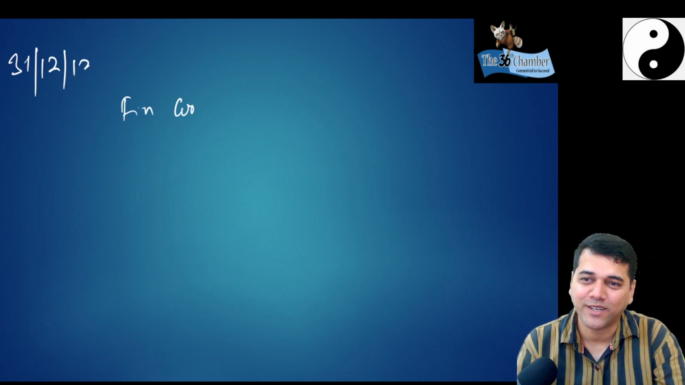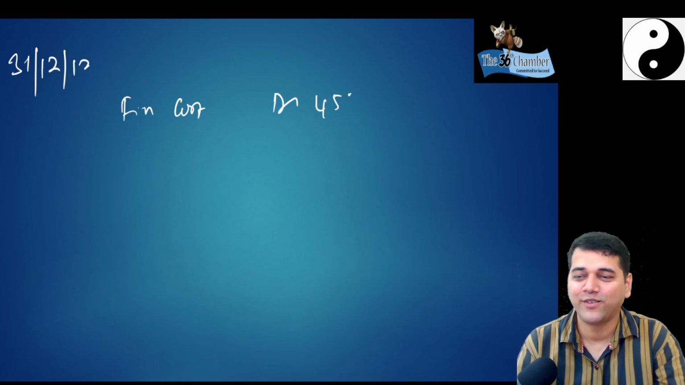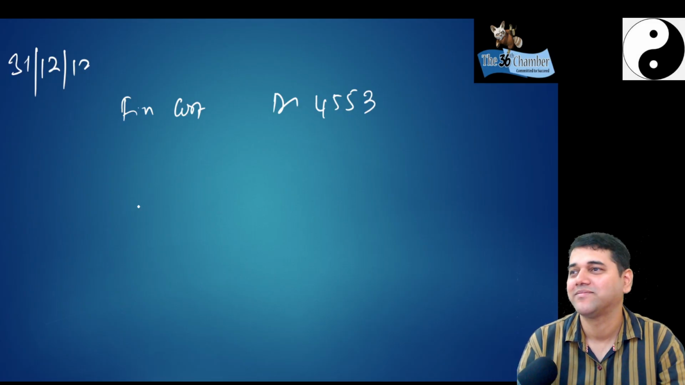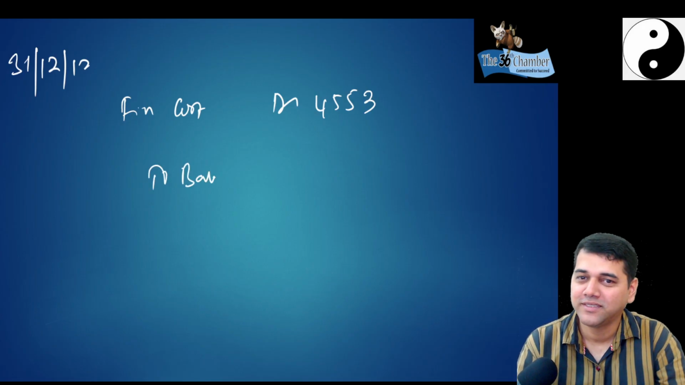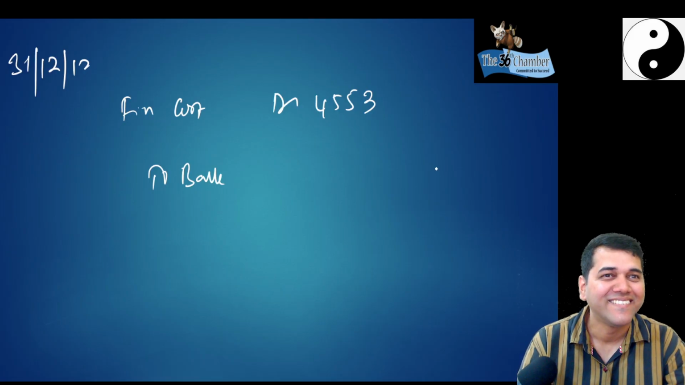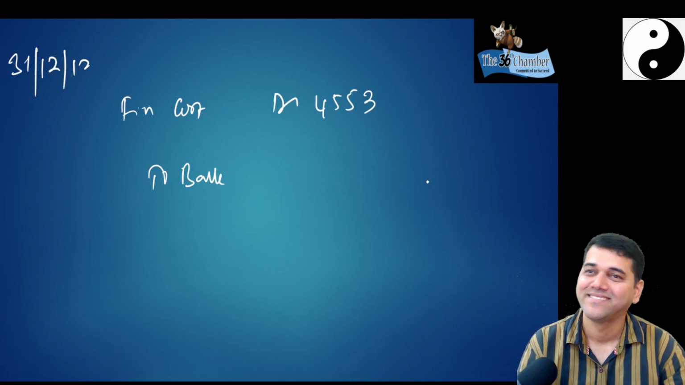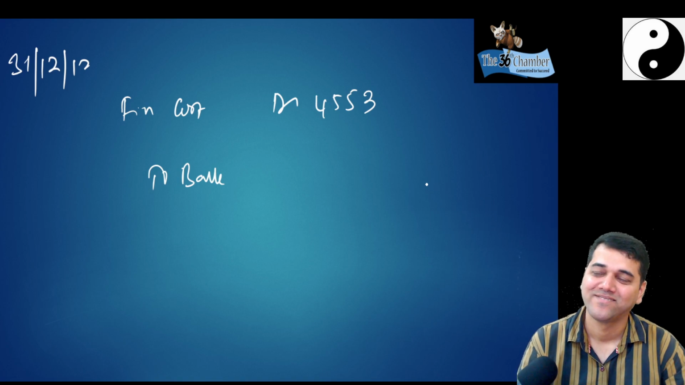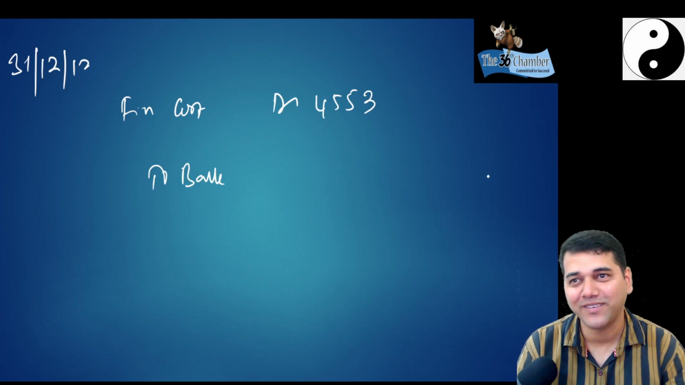Can you tell me the journal entry 31st December 2012? Finance cost account debit. How much? 4553. To bank. How much? How much is to bank? 4553.